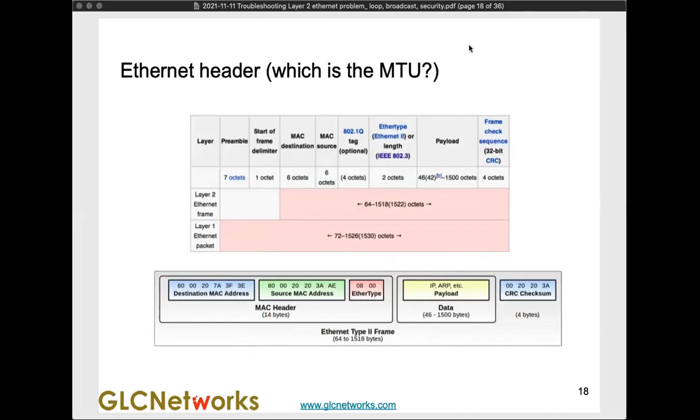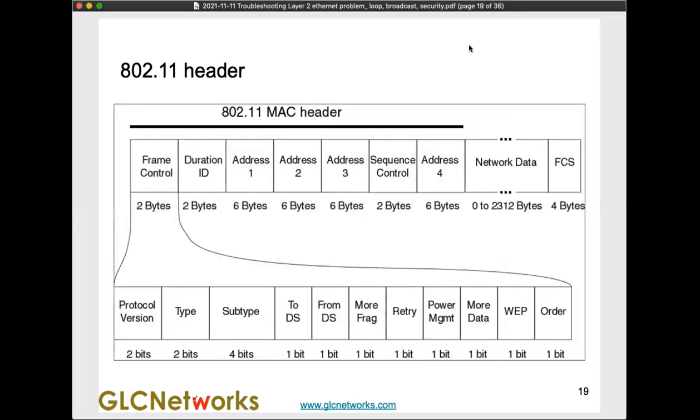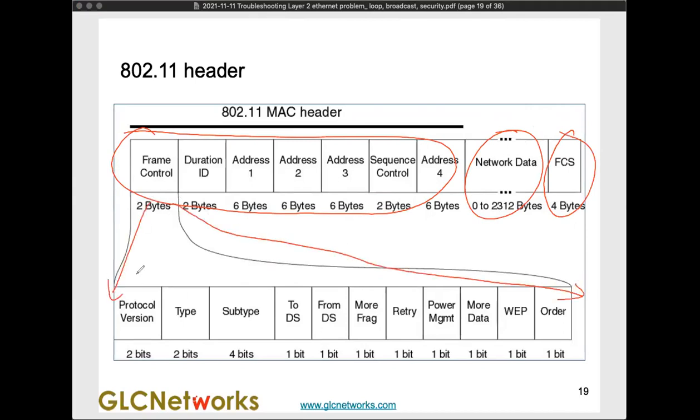So that was the Ethernet header. If you use Wi-Fi, this is how it looks. It's the same concept: you have a header, a payload, and a trailer. If you zoom in here, there is additional explanation. This is 2 bytes. One byte equals 8 bits, so 2 bytes equals 16 bits, and here is the explanation of those 16 bits.